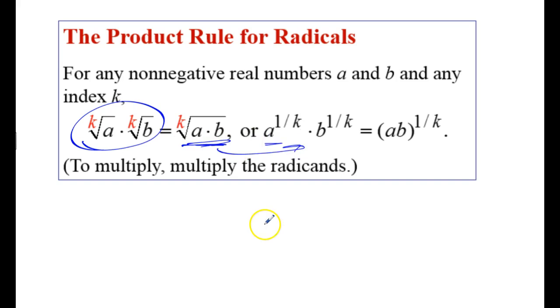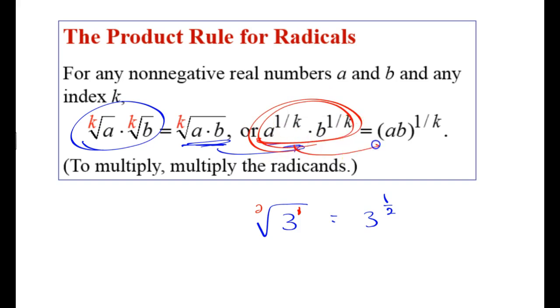And you can remember that if you have the square root of 3, you can write that as 3 to the 1/2, because nobody ever writes this 2, but that's what the square root is, and nobody ever writes this 1, but that is 3 to the 1st, and that's this definition here. But again, if it's apart, we can put that back together.